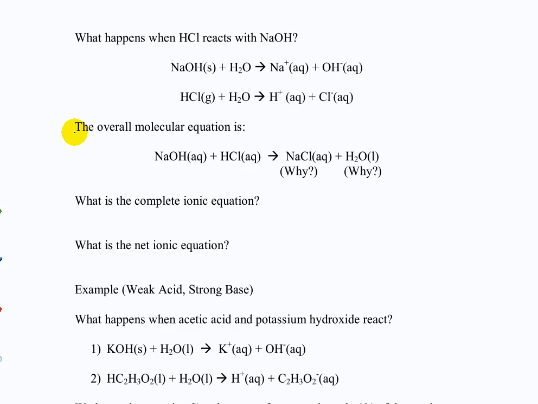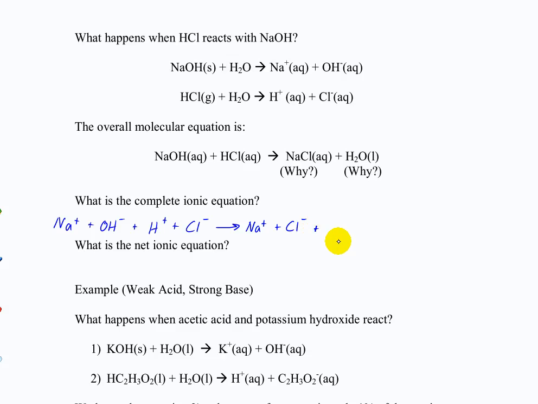So what drives this reaction? Why don't the ions cancel out? How do we write this complete ionic equation? Let's start it. Since these are in water, the complete ionic equation has Na plus and OH minus, because that's aqueous, right? And then you've got H plus and Cl minus, because that's also aqueous. Then we've got Na plus and Cl minus here, also aqueous.